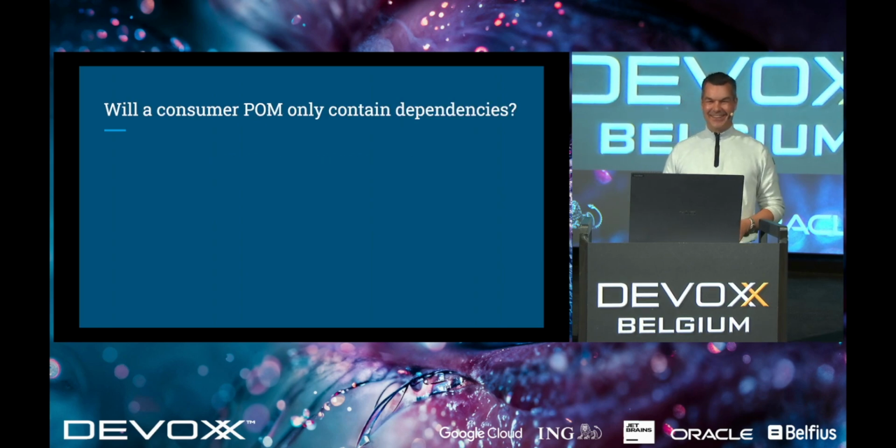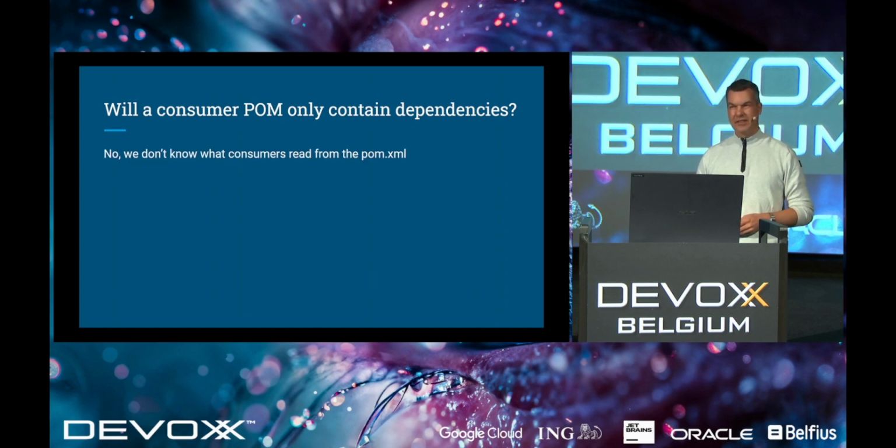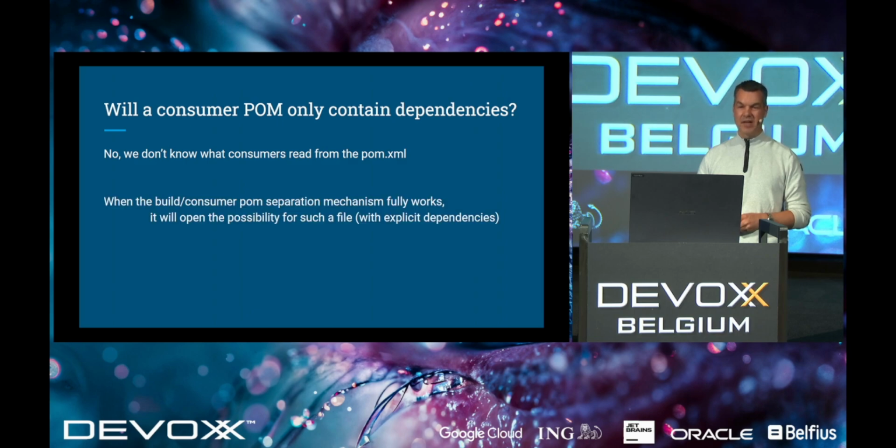Okay. So will the consumer POM only contain dependencies? I hope you heard my story and noticed that no, currently we're just resolving some missing values, and cleaning up things that are related to your local system. However, I think this separation is important, and it can have a lot of impact, so that maybe after this we can introduce a new file that is probably better and only contains the dependencies.